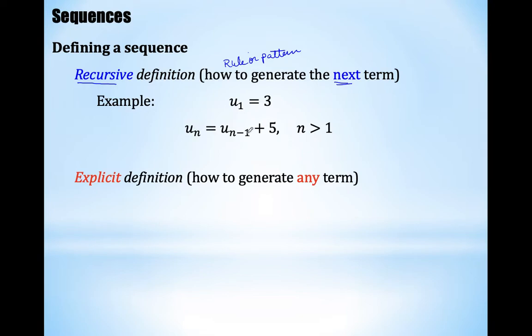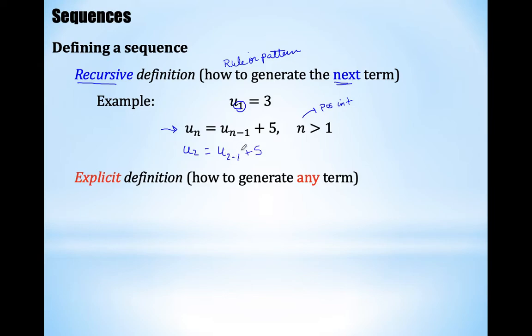is by using this rule. So recursively, I always have to tell you where to start, and then I have to tell you how to move. So if I want u sub 2, and remember n has to be a positive integer, right? And I'm supposed to use the positive integer after 1, so I'm going to use 2, is equal to u sub 2 minus 1 plus 5.